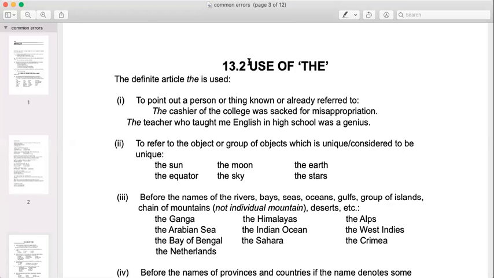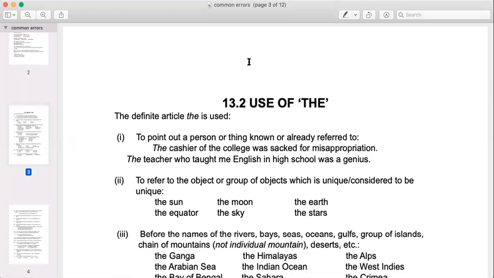Continuing with the lecture, today we learn the use of "the" in order to find out the errors with the article. First and foremost, use of "the". So we all know that "the" is a definite article. To point out a person or thing known or already referred to, we use "the".